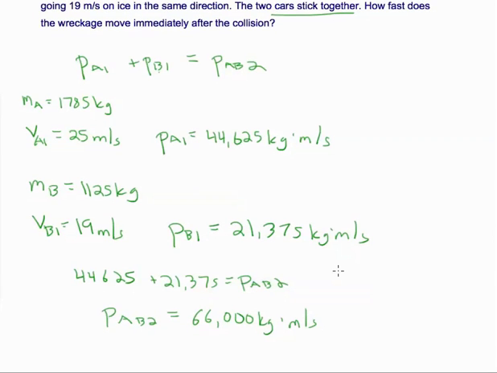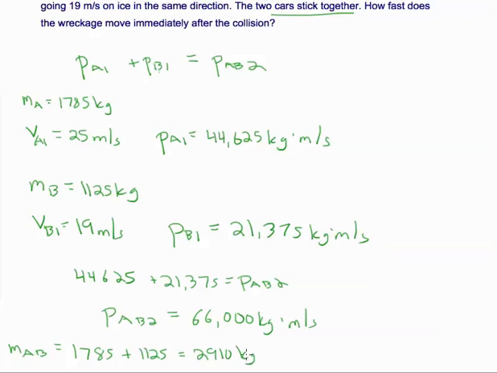So we need to know our mass of A and B. What is our mass when they become one nasty wreckage of an object? So we'll just do 1,785 plus 1,125 gives us 2,910 kilograms.